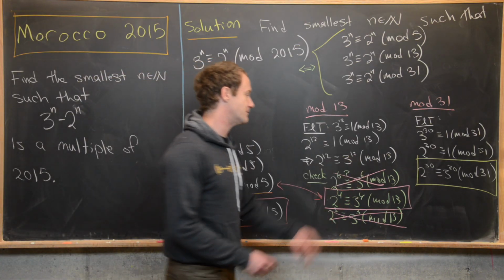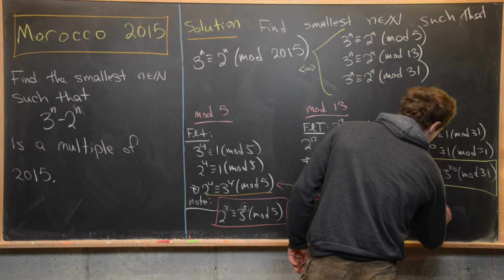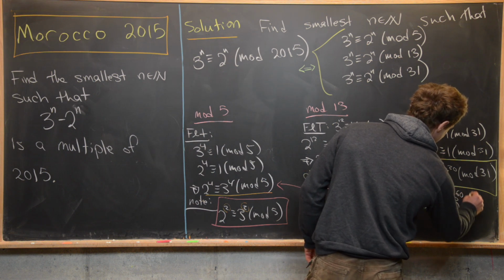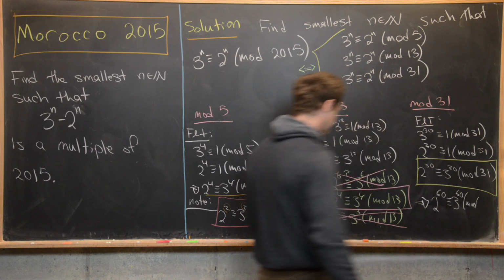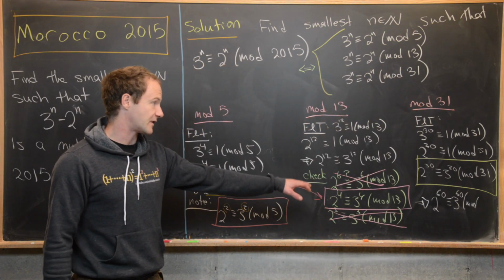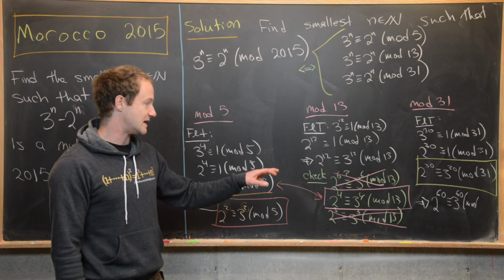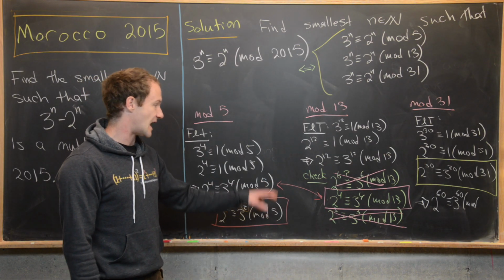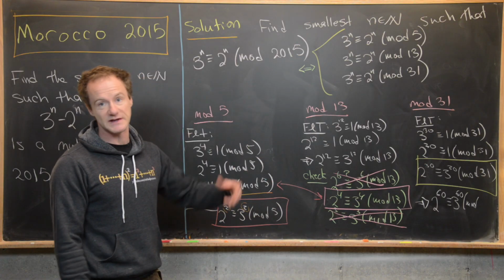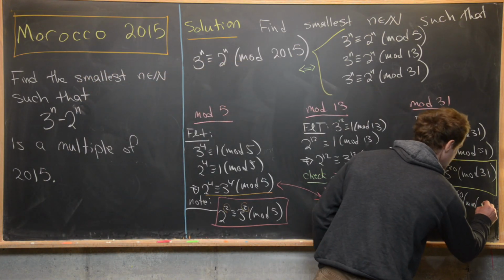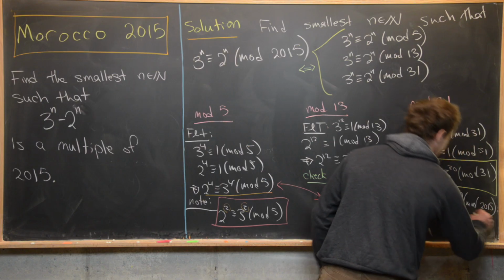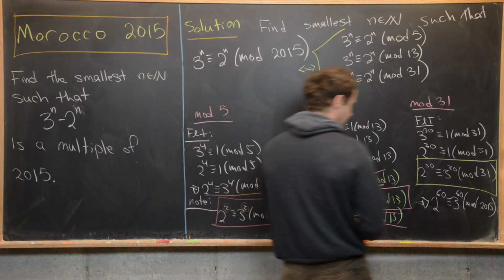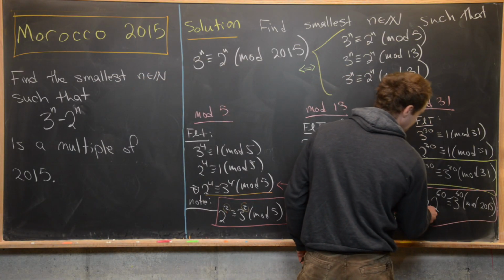So from these three boxes here, we immediately have that 2 to the 60 is congruent to 3 to the 60 mod 5, mod 13, and mod 31. That means 2 to the 60 minus 3 to the 60 is divisible by 5, 13, and 31, which means it's divisible by 2015, but that's the same thing as these being congruent modulo 2015. So we have proven this thing, which I'll box in pink over here.